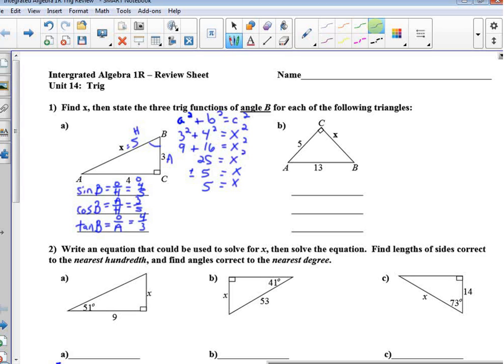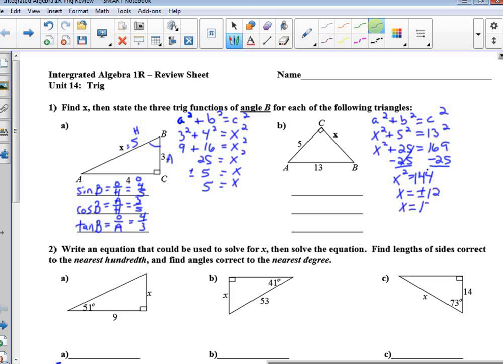On the next one, I'm going to do the same thing, but now I have a squared plus b squared equals c squared. I would have x squared plus 5 squared equals 13 squared. So x squared plus 25 equals 169. Subtract 25, and we get x squared equals 144. And then x would be plus or minus 12, but we're going to just use 12.